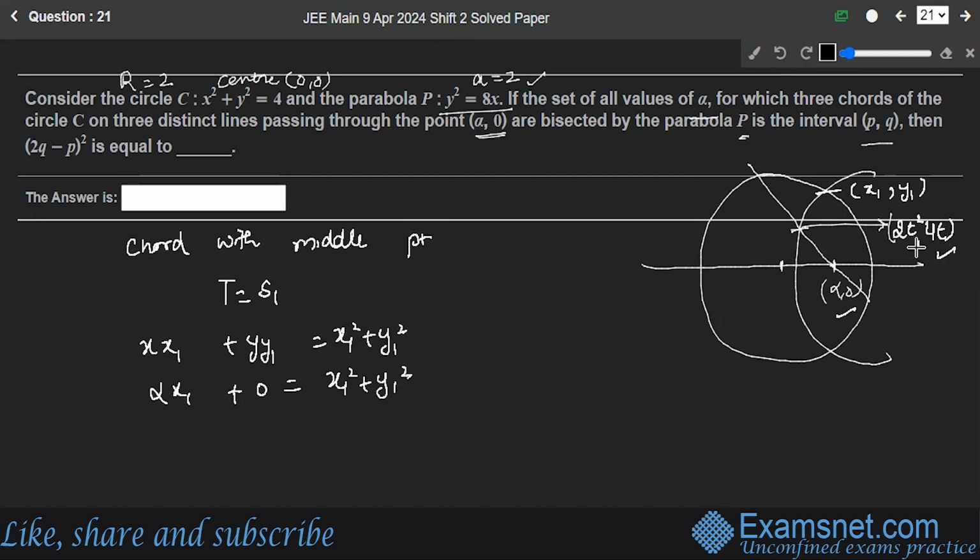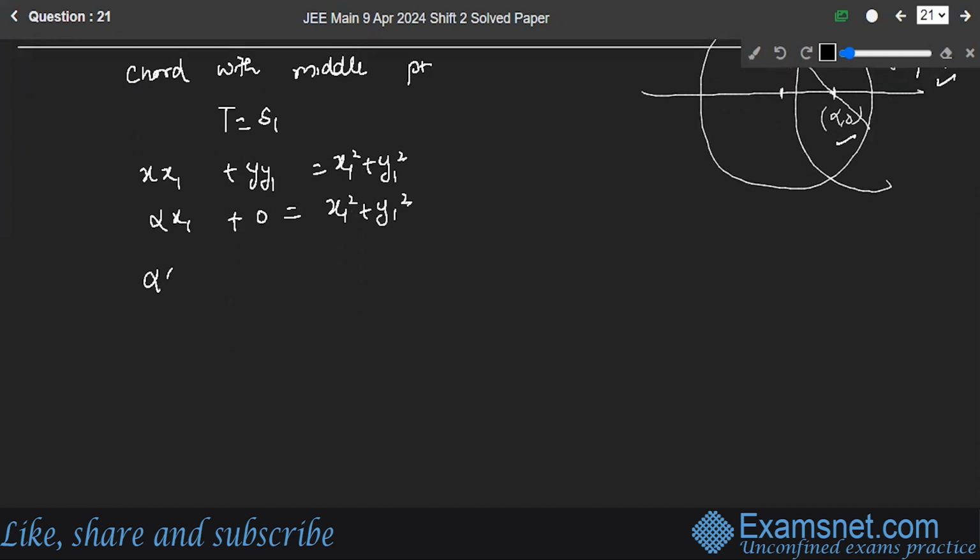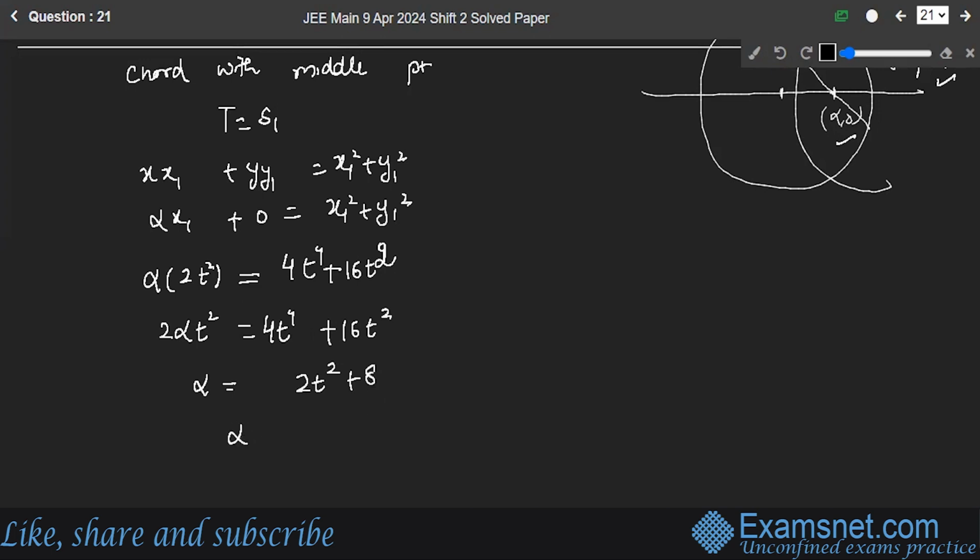Now, this is the middle point of the chord. So that makes it alpha into 2t square, and this is equal to 4t power 4 plus 16t square. Let's do one thing. This is 2 alpha t square is equal to 4 t power 4 plus 16 t square. Dividing both sides by 2 t square, alpha is equal to 2 t square plus 8, or (alpha minus 8) upon 2 is equal to t square. That makes alpha greater than 8.